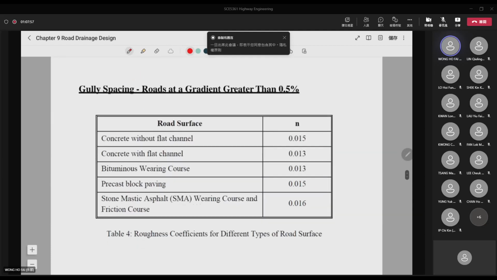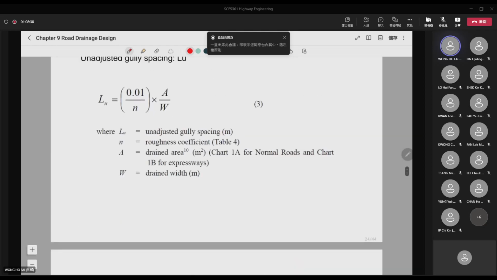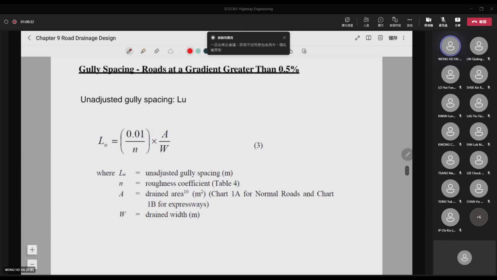So for different surfaces, you will have different coefficients, as you can see here. For concrete without flat channel, concrete with flat channel, and then for the bitumen bearing course, for the precast block paving, for the stone mastic asphalt, you can see that the surface coefficient is different, or we can call it the roughness coefficient difference. You just choose a suitable one and put it in this equation, and then you can find the spacing.